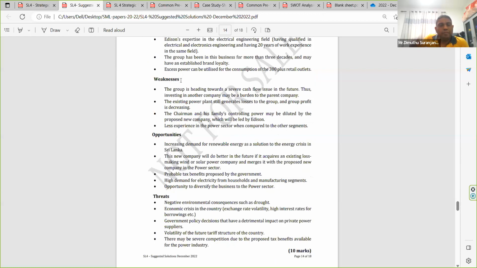Opportunities. Increase in demand for renewable energy as a solution to the energy crisis in Sri Lanka. Now we are facing an energy crisis.